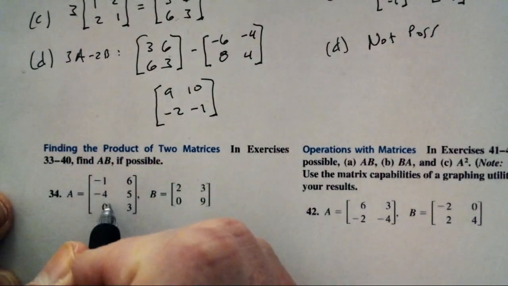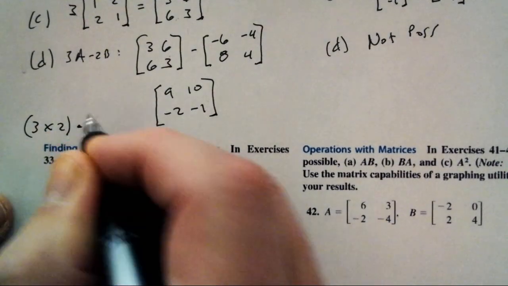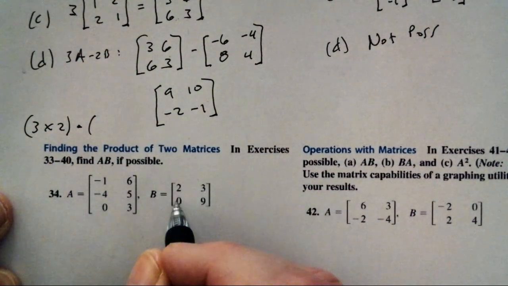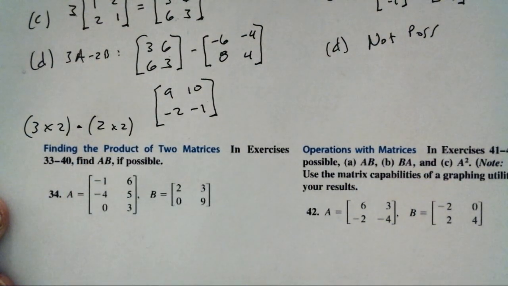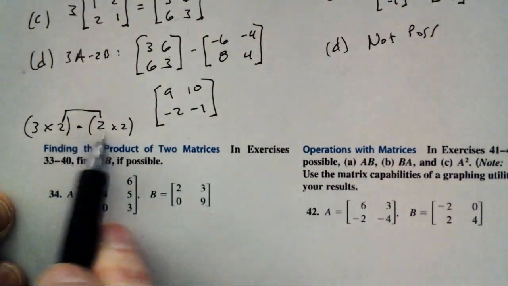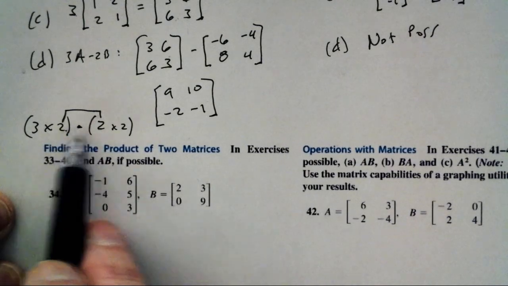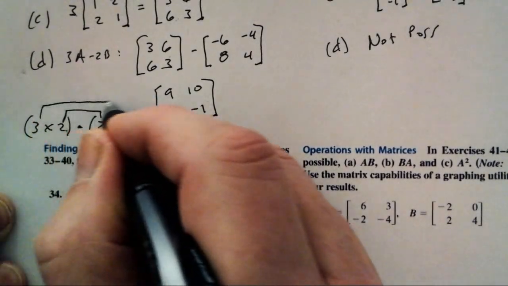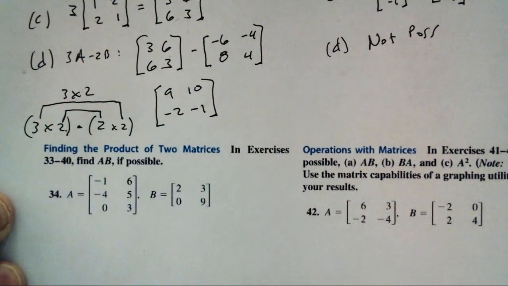So this first one, A, is a 3 by 2. We're multiplying that by B, which is a 2 by 2. We can't always multiply matrices together, but we can under this one condition. These have to be equal. If these are equal, we can multiply it, and also we will end with a 3 by 2 matrix.